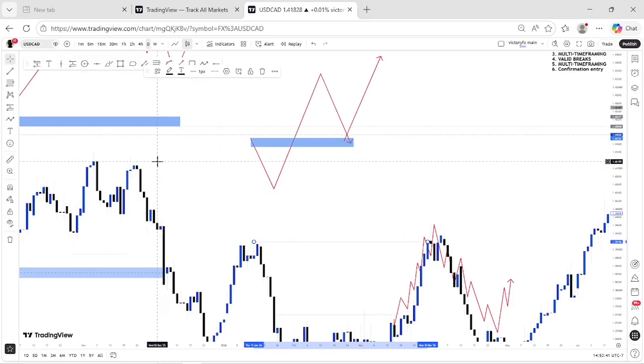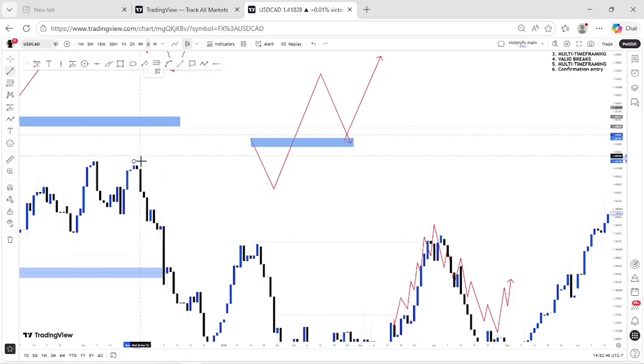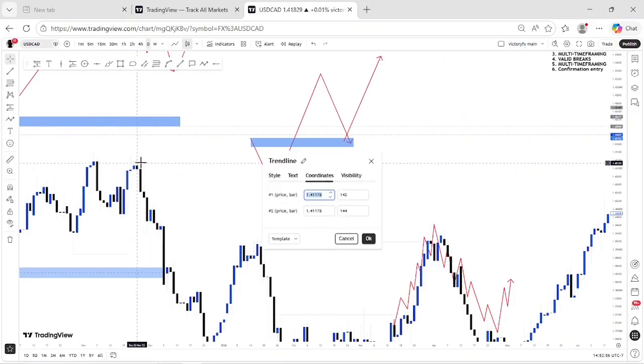So a wick to wick scenario, let's see a wick to wick scenario. That's what we know as a sweep. A wick to wick scenario. This is not a valid break of structure. You can also see with your eye, this is not a valid break of structure, right?